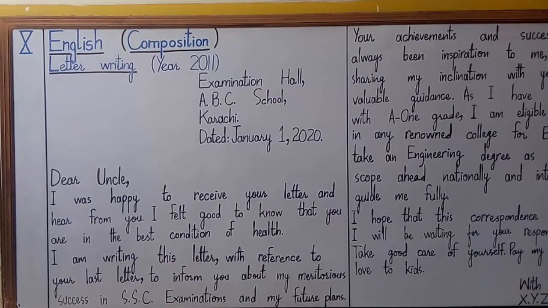the address of sender or writer from the half of the page from the right hand side. You can see on the board here, examination hall, comma, A.B.C. school, comma, Karachi, full stop. If you remember, in the video lecture on application writing, I explained to you that we do not mention the name of the school and our own name. Instead, we use A.B.C. school, and instead of our own name we use X.Y.Z. Here you can see on the board I have done the same thing.